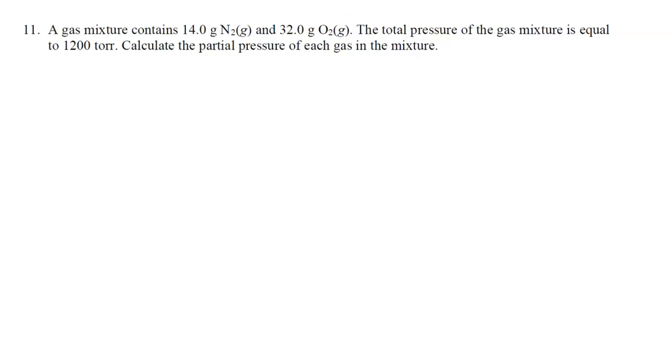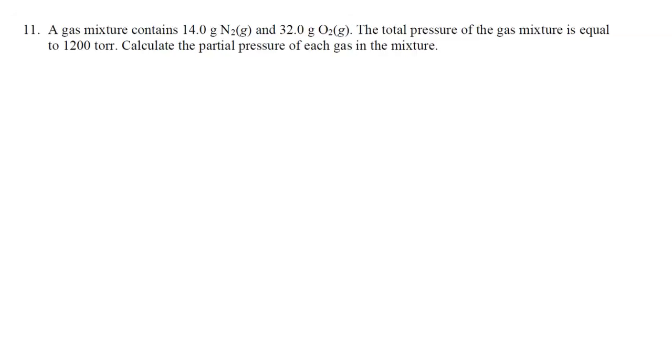Now let's take a look at question 11. In question 11, it says, a gas mixture contains 14 grams of nitrogen gas, N2, and 32 grams of oxygen gas, O2. The total pressure of the gas mixture is equal to 1200 torr. Calculate the partial pressure of each gas in the mixture.